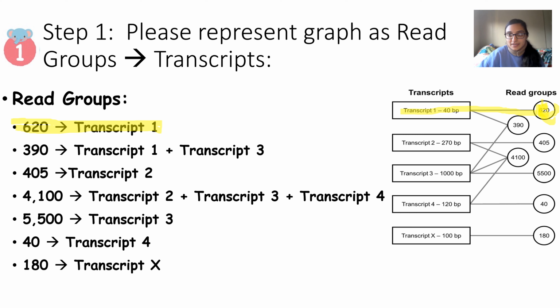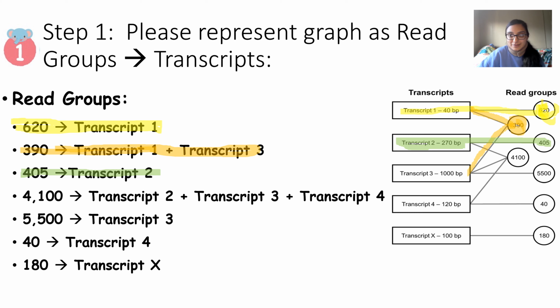Then the next thing we're going to say is, okay, let's focus on our 390. This 390 comes right from transcript 1, but it also comes from transcript 3. So that's where we get this from, transcript 1 and transcript 3. They both have their edges coming to 390. Then we look here and we find that 405 part, the next one in line is 405, and it comes right from our transcript 2. So this is what we find over here.